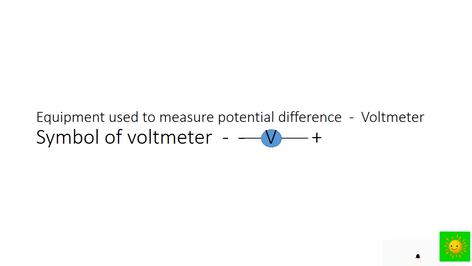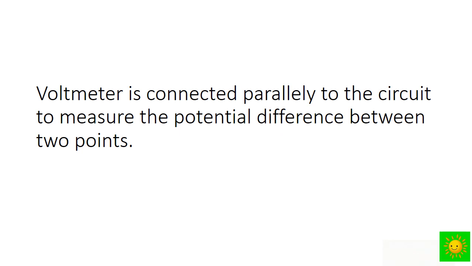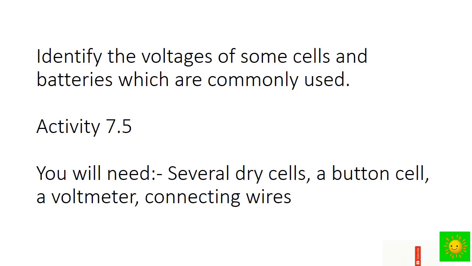This is the symbol of a voltmeter. There are positive and negative terminals in a voltmeter as well as in an ammeter. Usually the positive terminal is red and the negative terminal is black. A voltmeter is connected in parallel to the circuit to measure the potential difference between two points. Now identify the voltage of some cells and batteries which are commonly used.